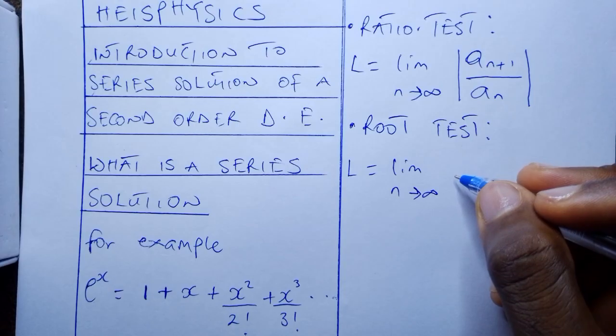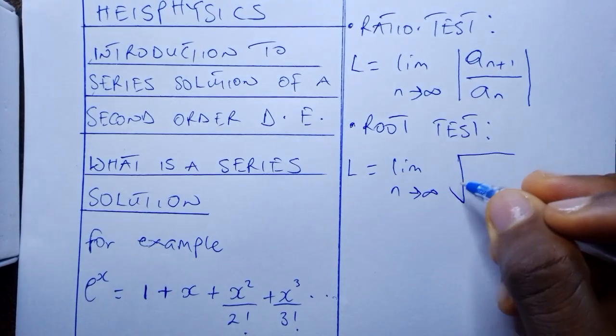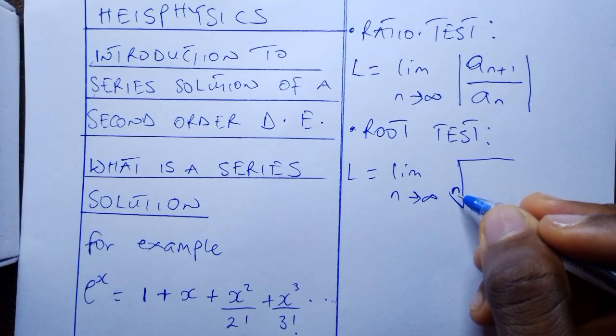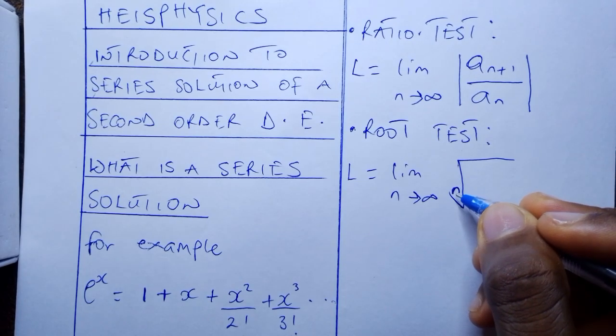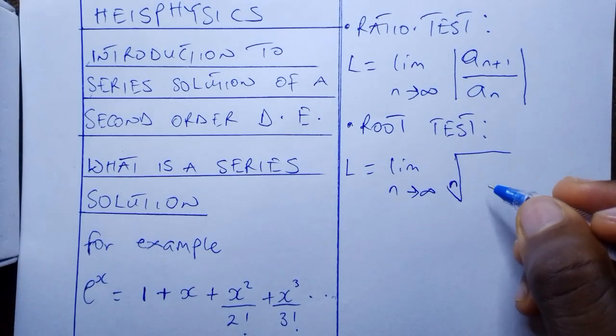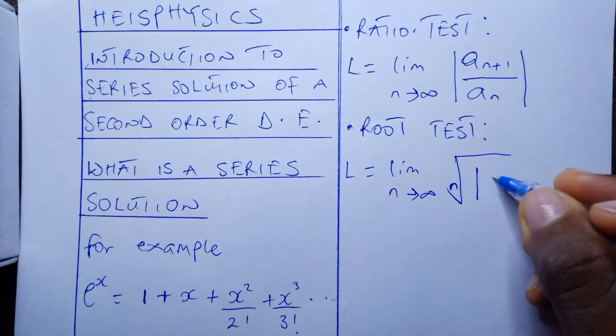Nth root of, this stands for nth root. If there's a 2 here, square root. If there's a 3 here, it's cube root. But since there's an n here, it's called nth root. So limit as n tends to infinity, nth root of absolute value of a subscript n.